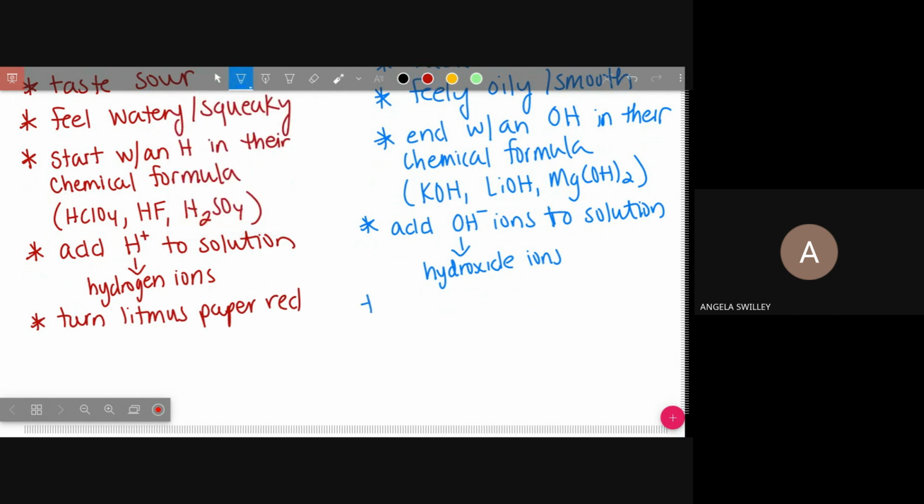But bases turn litmus paper blue. Again, we have a red and blue piece of litmus paper. If you put the red litmus paper in a base, then you're going to see it turn blue. If you put the blue piece of litmus paper in a base, it'll just stay blue.